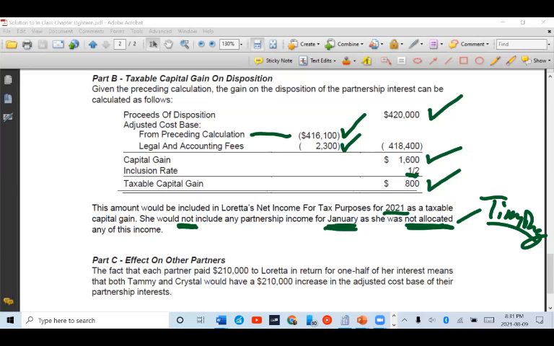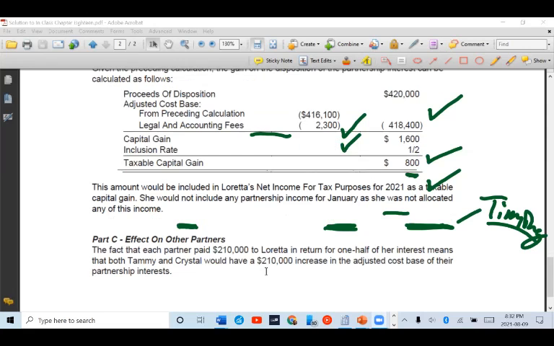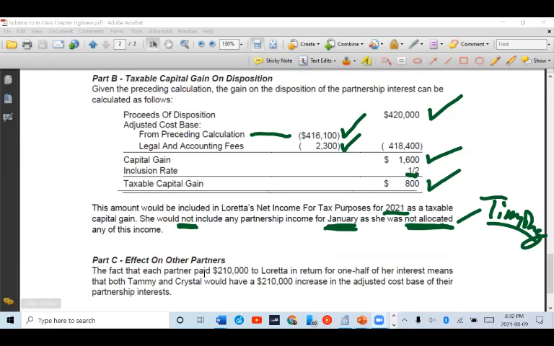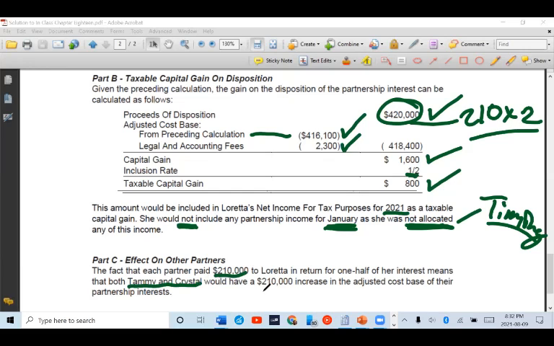Now, the last bit, how does this affect the other partners? So it says, indicate how the adjusted cost base of each partner's interest would be affected with the withdrawal of Loretta. So that's pretty straightforward. The fact that each partner paid $210, so they each paid $210 to get the 420, right? That was 210 times 2 for each partner. So they each paid in 210. So what that means is that Tammy and Crystal would add 210 to each of their adjusted cost base or interest accounts.